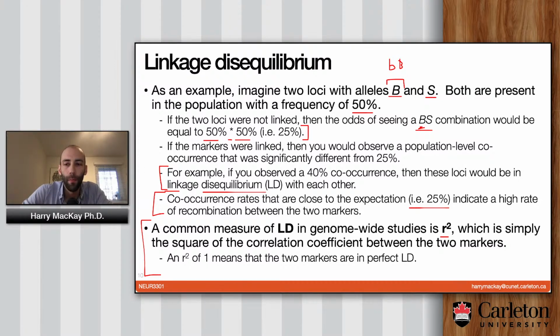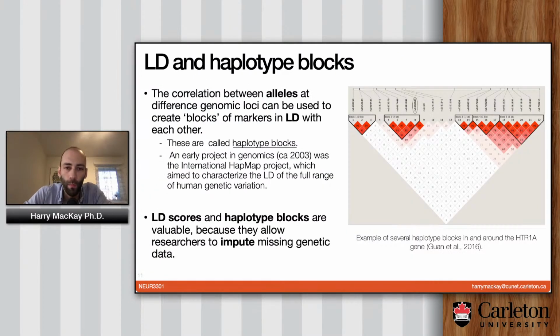So we can take this concept of correlating the frequency of different alleles along a chromosome and play this out to its logical conclusion. You can take every different SNP and correlate it with every other SNP, and you'll end up with this kind of thing.